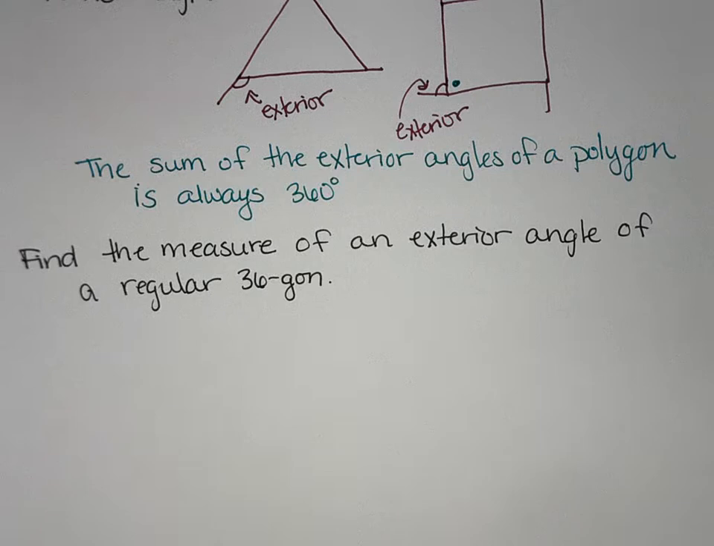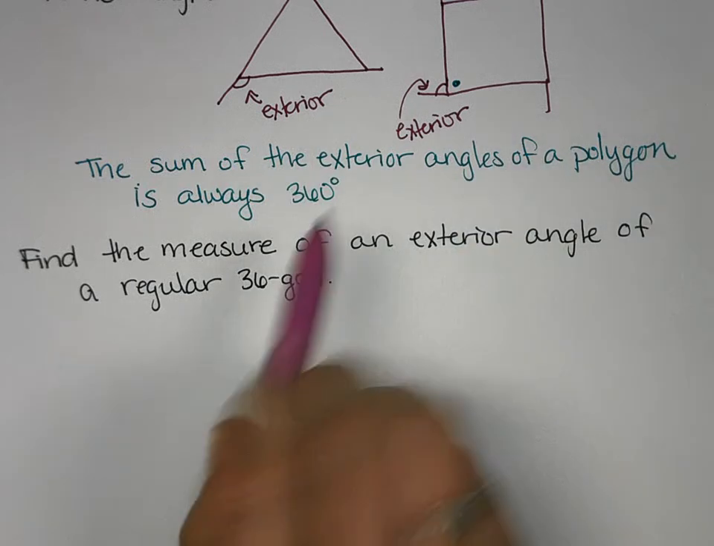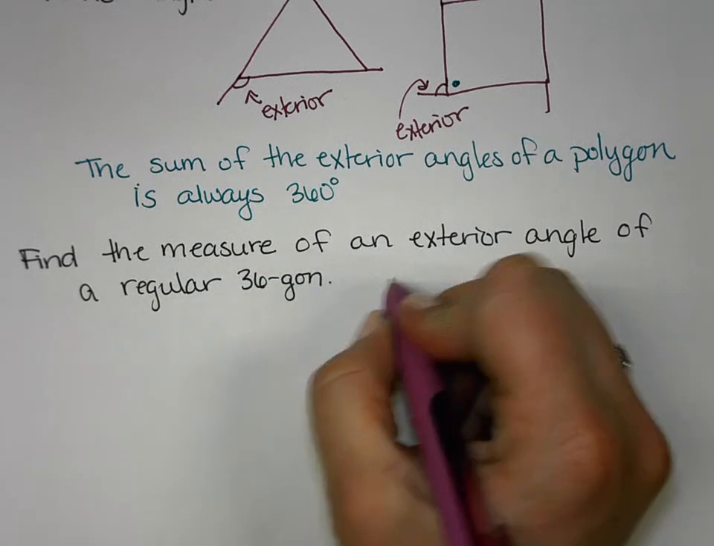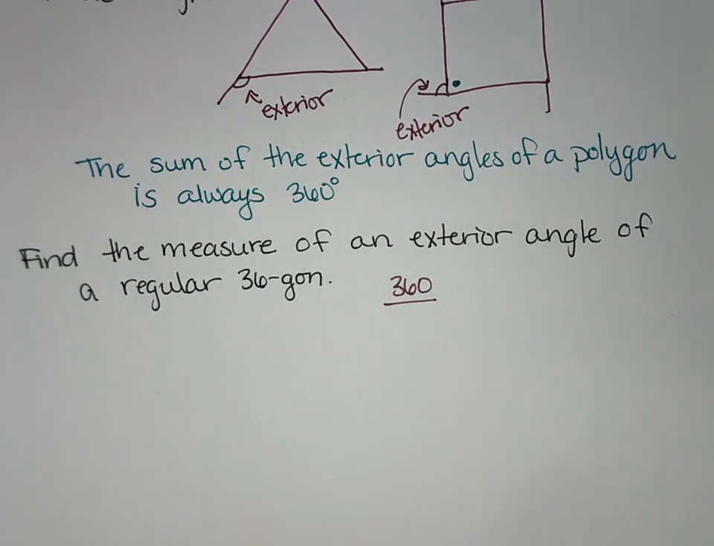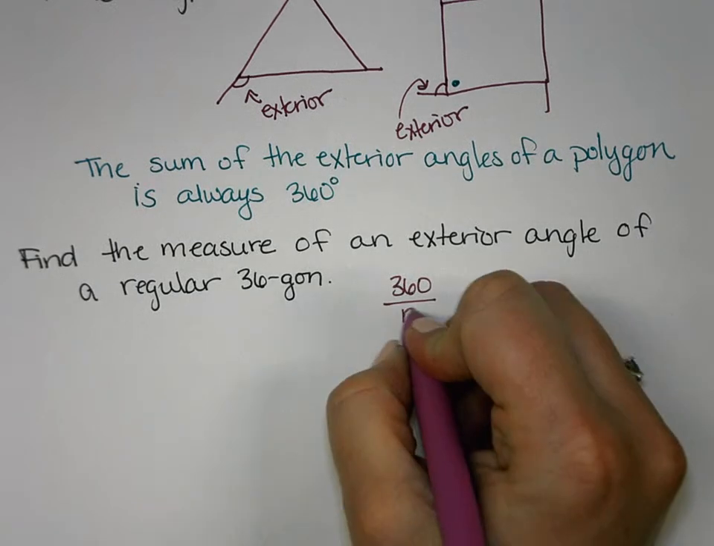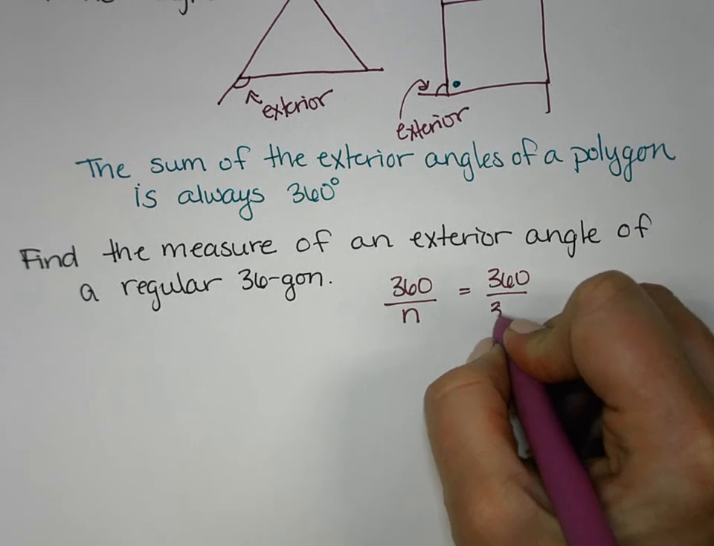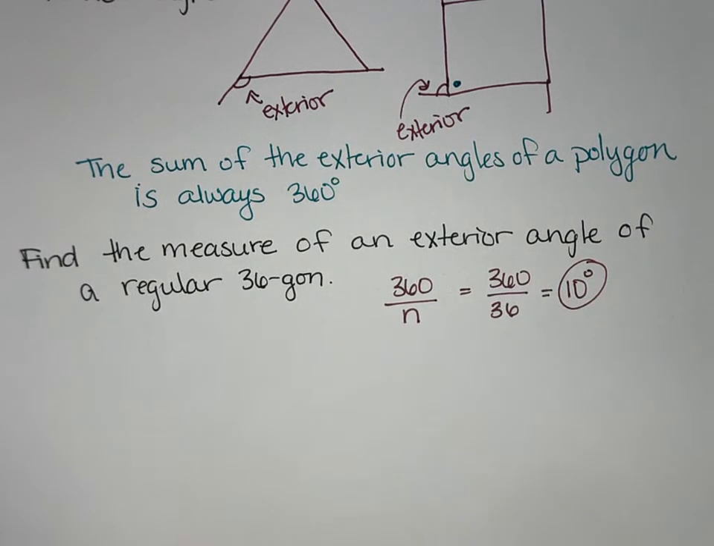Now something I don't think I put up here that I should have is if it's a regular polygon, what do we know that means? All the inside angles are the same. What do you think it means about the exterior? They're also all the same. So we can take what we know our sum is, 360, and divide it evenly by the number of sides, by n, and that'll give us the measure of one exterior angle. So each angle on the outside will be 10 degrees.